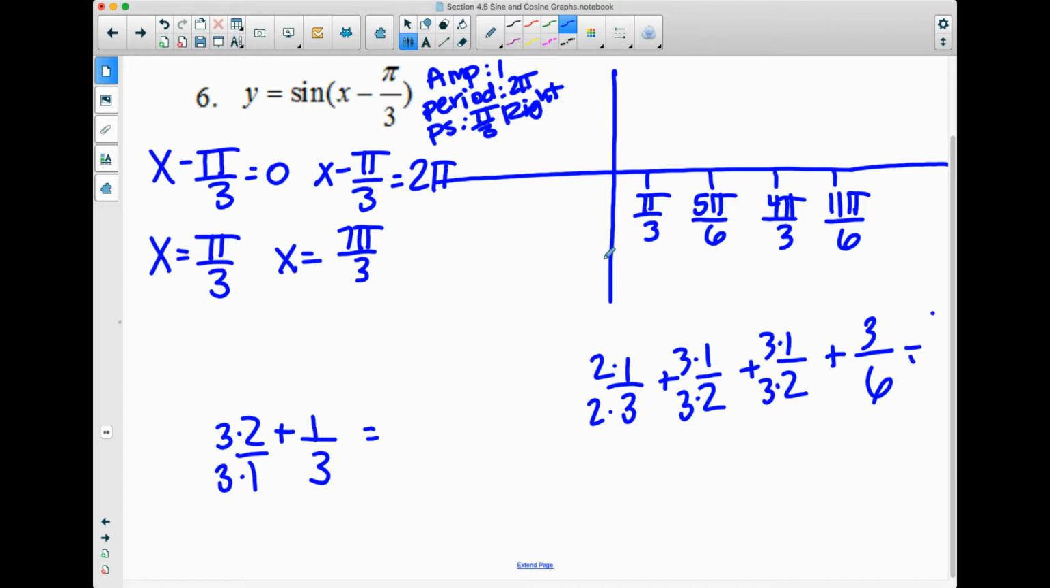And if I add another 3/6, I have 5, 8, 11. And I should end up with my 14 pi over 6, which gives me my 7 pi over 3, which is exactly what I wanted. Okay. Have to practice those fractions. They're ugly, I get it.